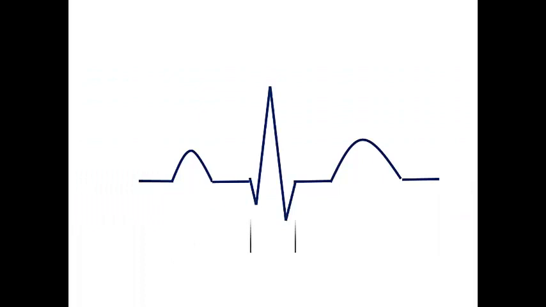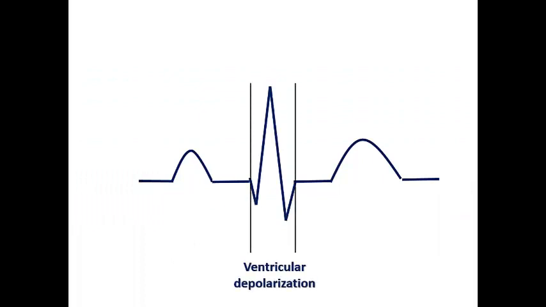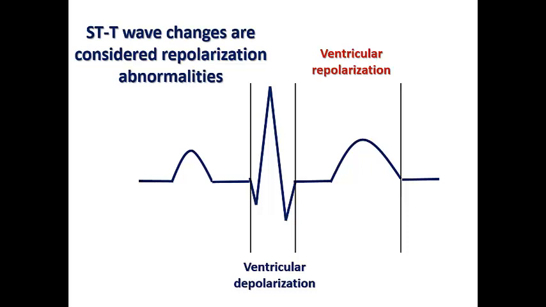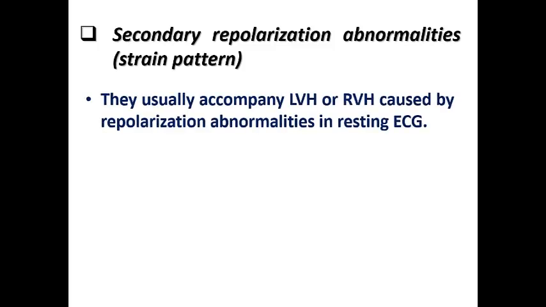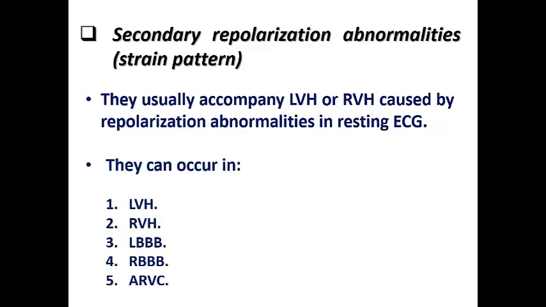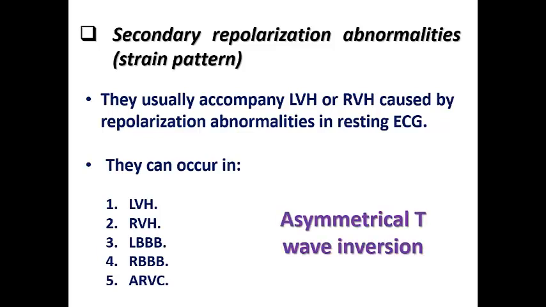We remember, of course, the morphology that we have explained before: the T wave plus the ST segment represent ventricular repolarization. So ST segment and T wave changes are considered to be repolarization abnormalities, and this brings us to the second cause of T wave inversion apart from myocardial ischemia, which is the secondary repolarization abnormalities, previously called strain pattern, that usually accompany LVH or RVH, leading to T wave inversion in resting ECG, but may also occur in bundle branch block and the structural disease of arrhythmogenic RV cardiomyopathy, and usually, of course, they are asymmetrical rather than symmetrical.